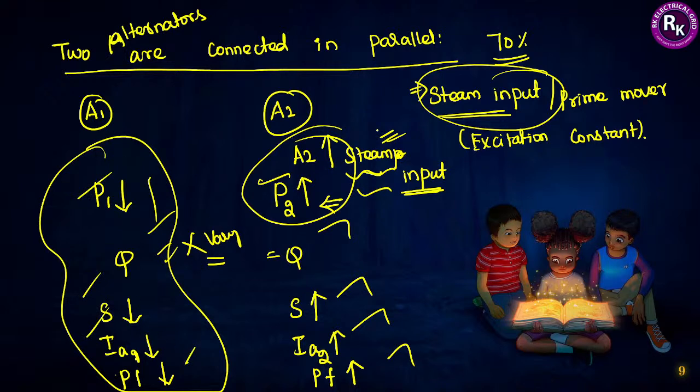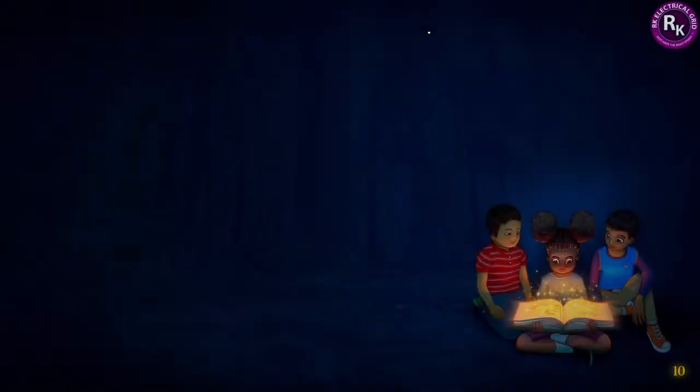But while changing the steam input in both alternators, the quantity which is not changing, which is always constant, is called what? That is reactive power. Reactive power will not change at any cost. Understood? I hope you got the clarity.